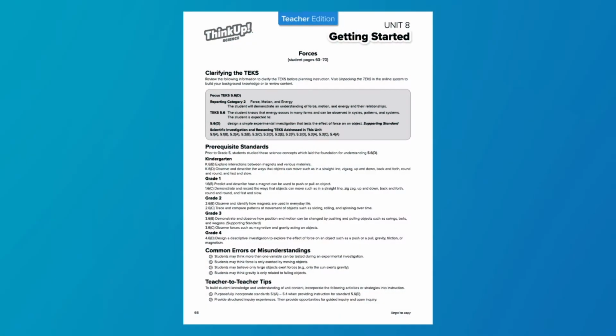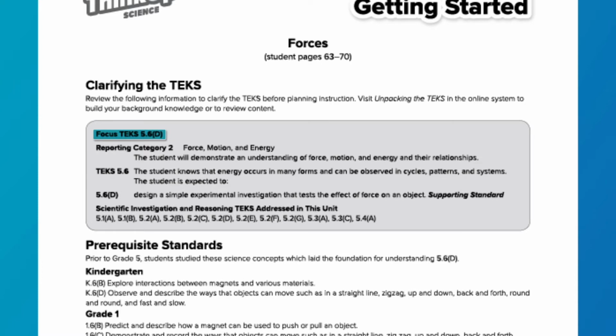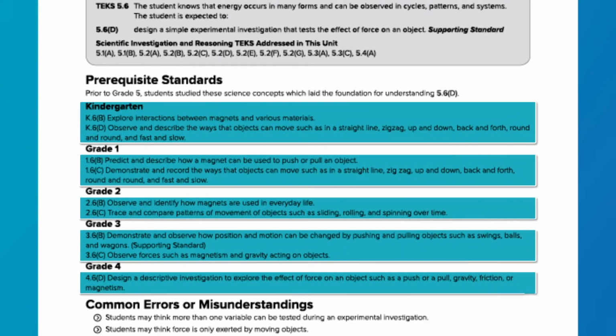As teachers ourselves, we know all the work that goes into a great lesson. We want to ensure you're equipped with everything you need to prepare a successful unit for your students. In the Teacher Edition, every unit starts with the Getting Started section. The first thing we do in this section is clarify the TEKS and identify it as either a supporting or readiness standard. It's important that you understand the focus TEKS in the unit before you dive into the unit with your students. Not only do we clarify the TEKS in this section, but we also provide you with the Prerequisite Standards section. We identify science concepts from the previous grade levels, which aid the foundation for understanding the focus standard of the unit.